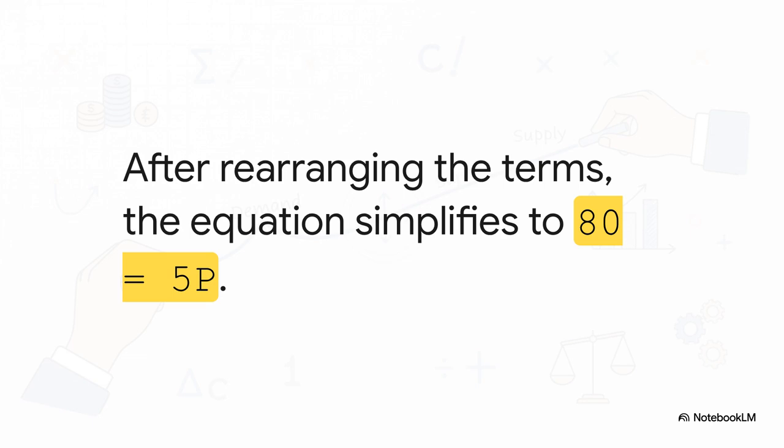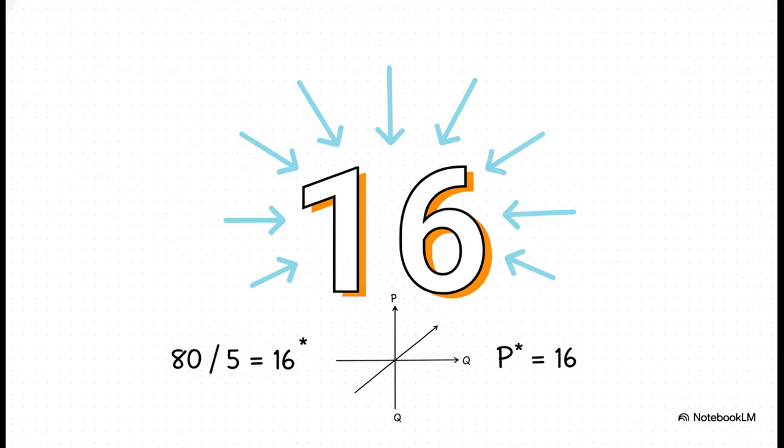80 equals 5p. And the big reveal? We just divide 80 by 5, and we get our equilibrium price. P star is 16. This is it. The one price where this market will find its natural balance.